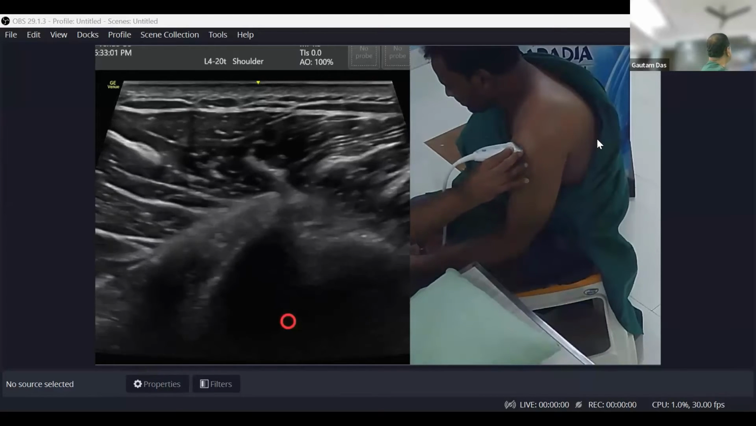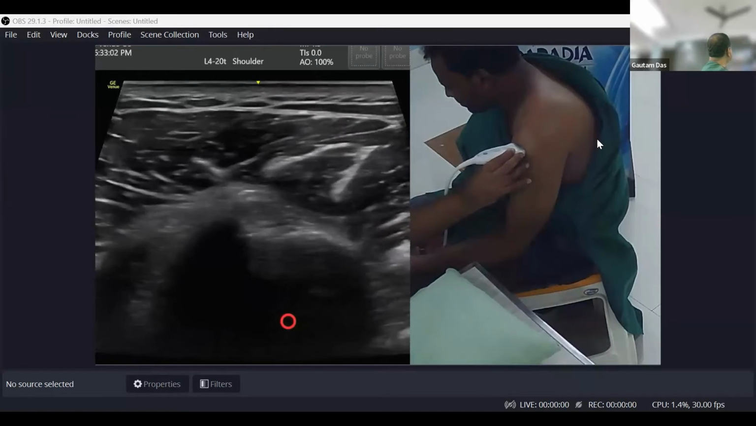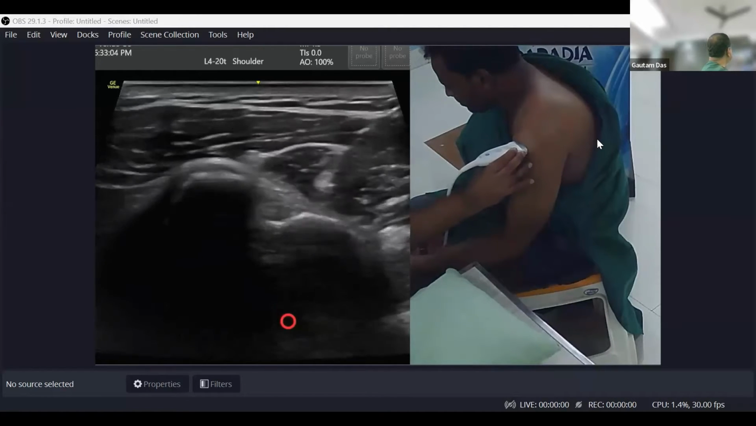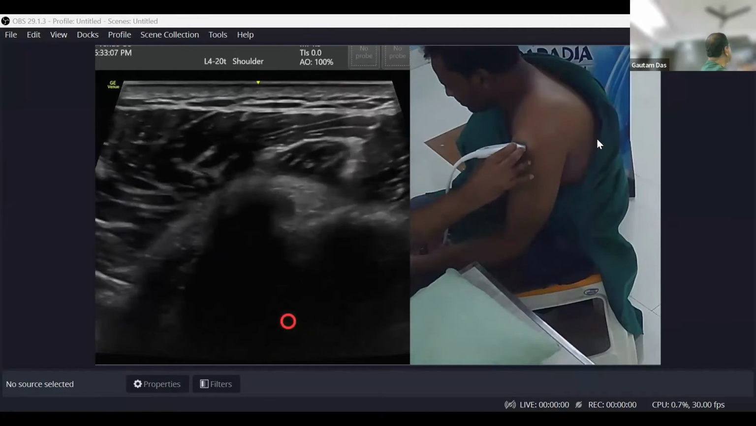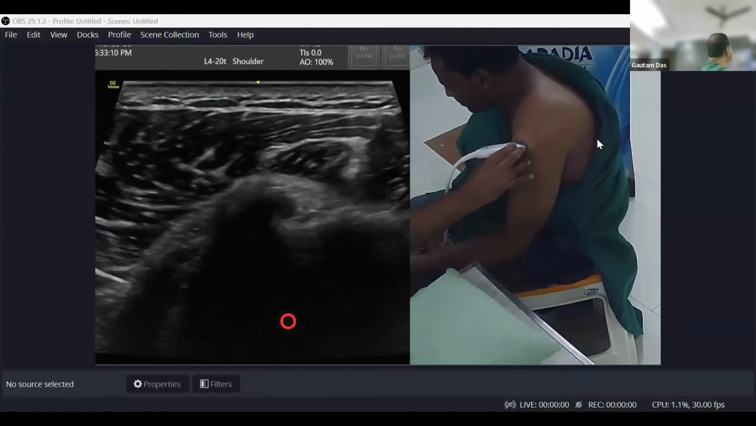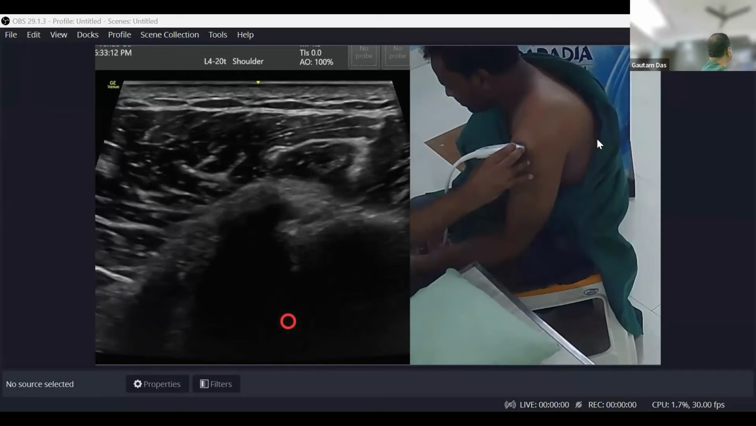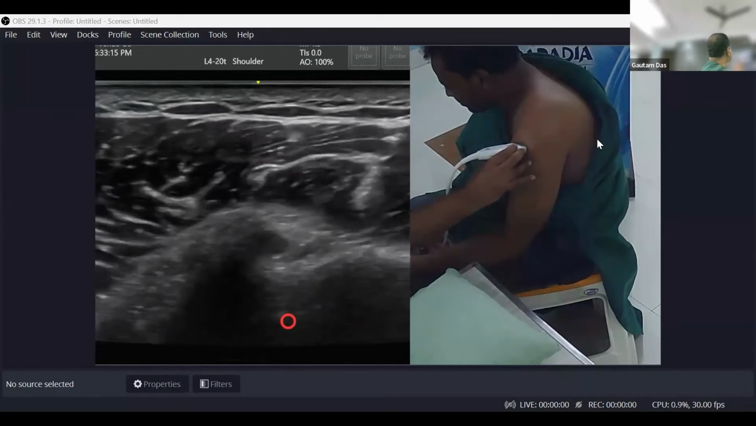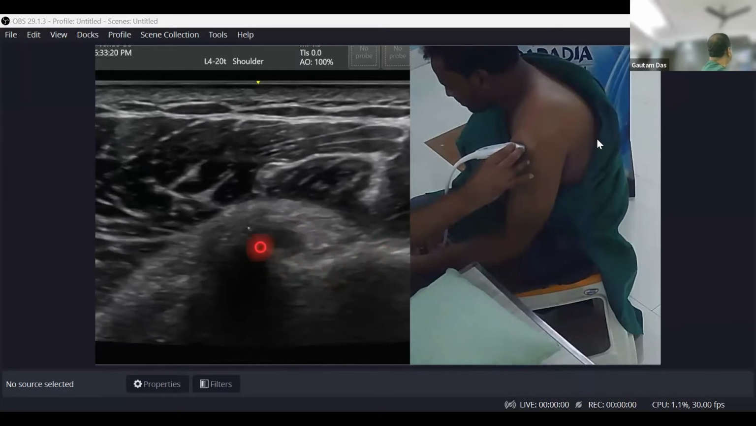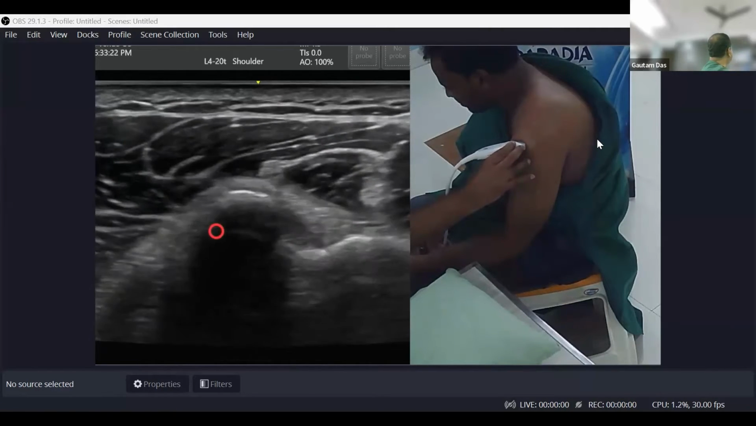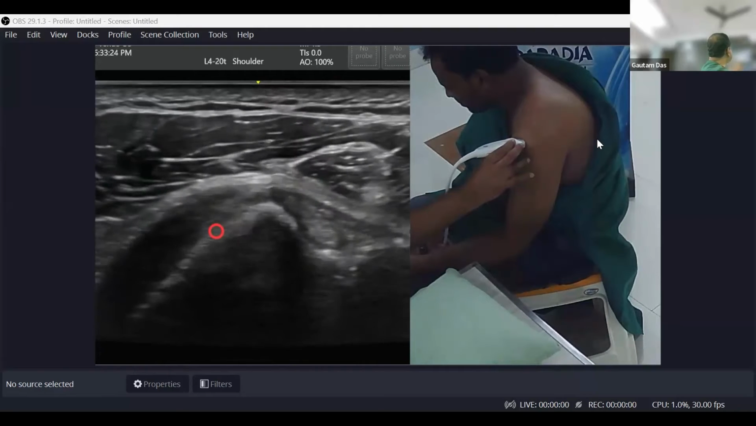So now the tendon is looking hyperechoic. Let me reduce the depth a little bit. So this is the bicipital tendon, and this is your greater tubercle, this is your lesser tubercle. And if I am going up, this is the bicipital tendon.